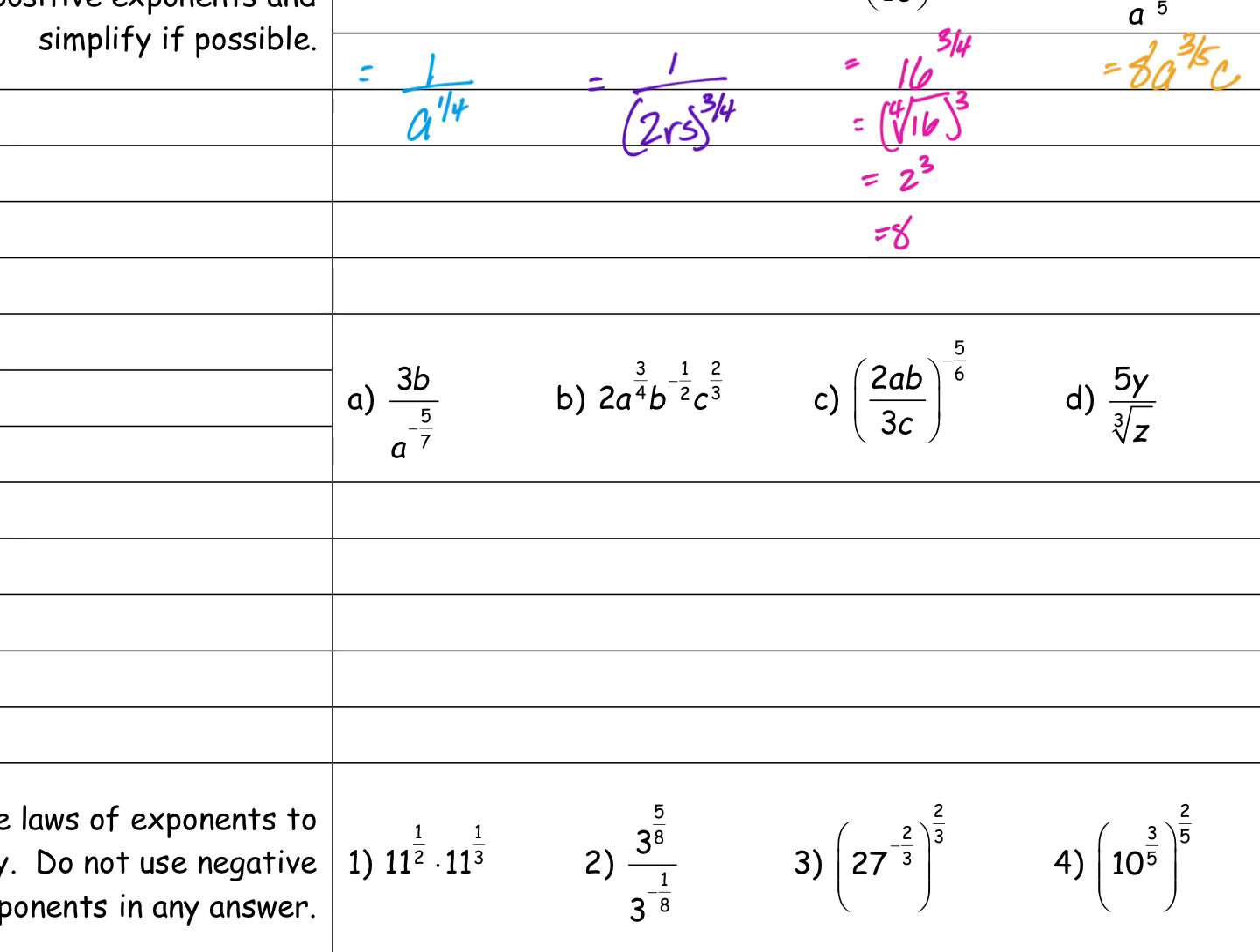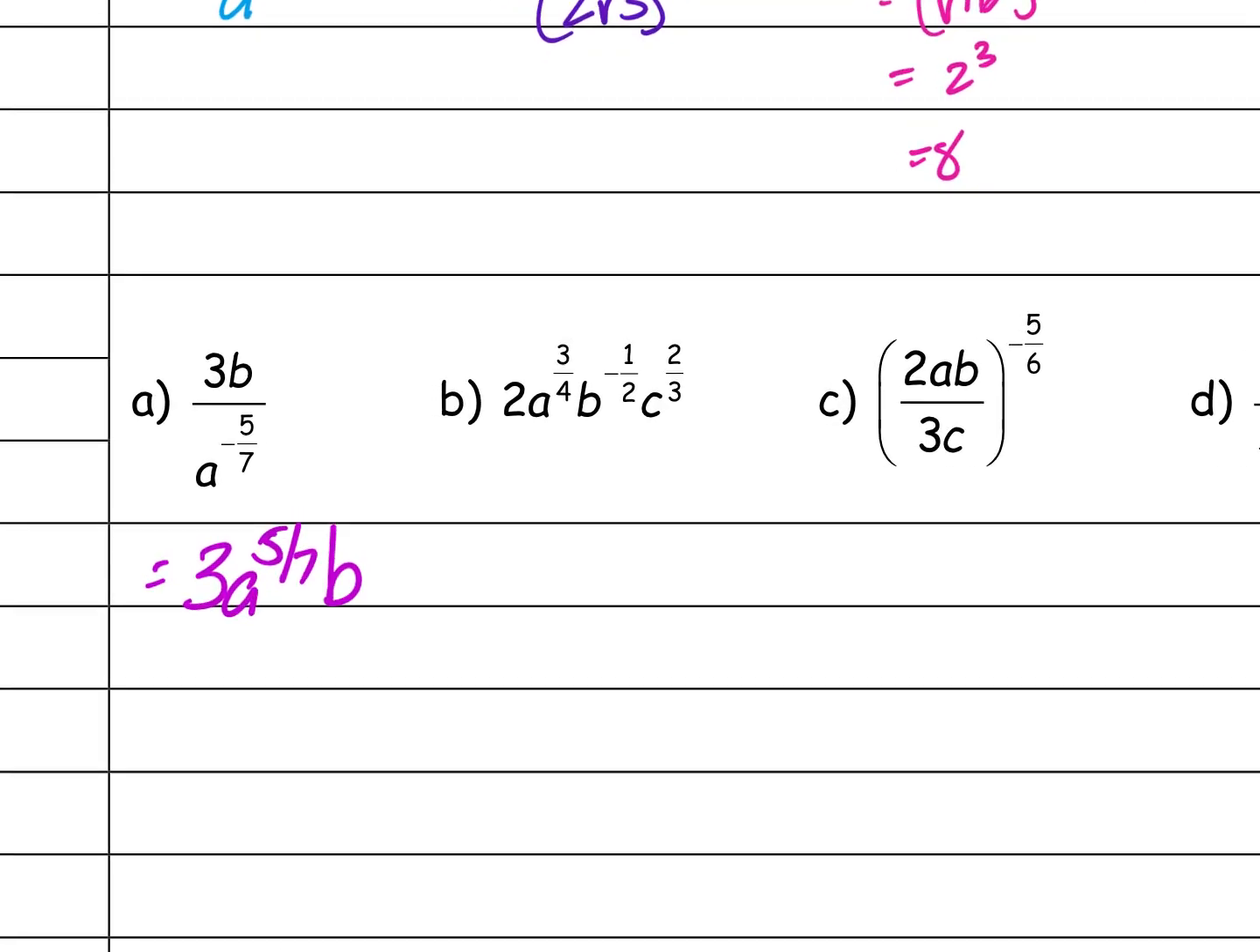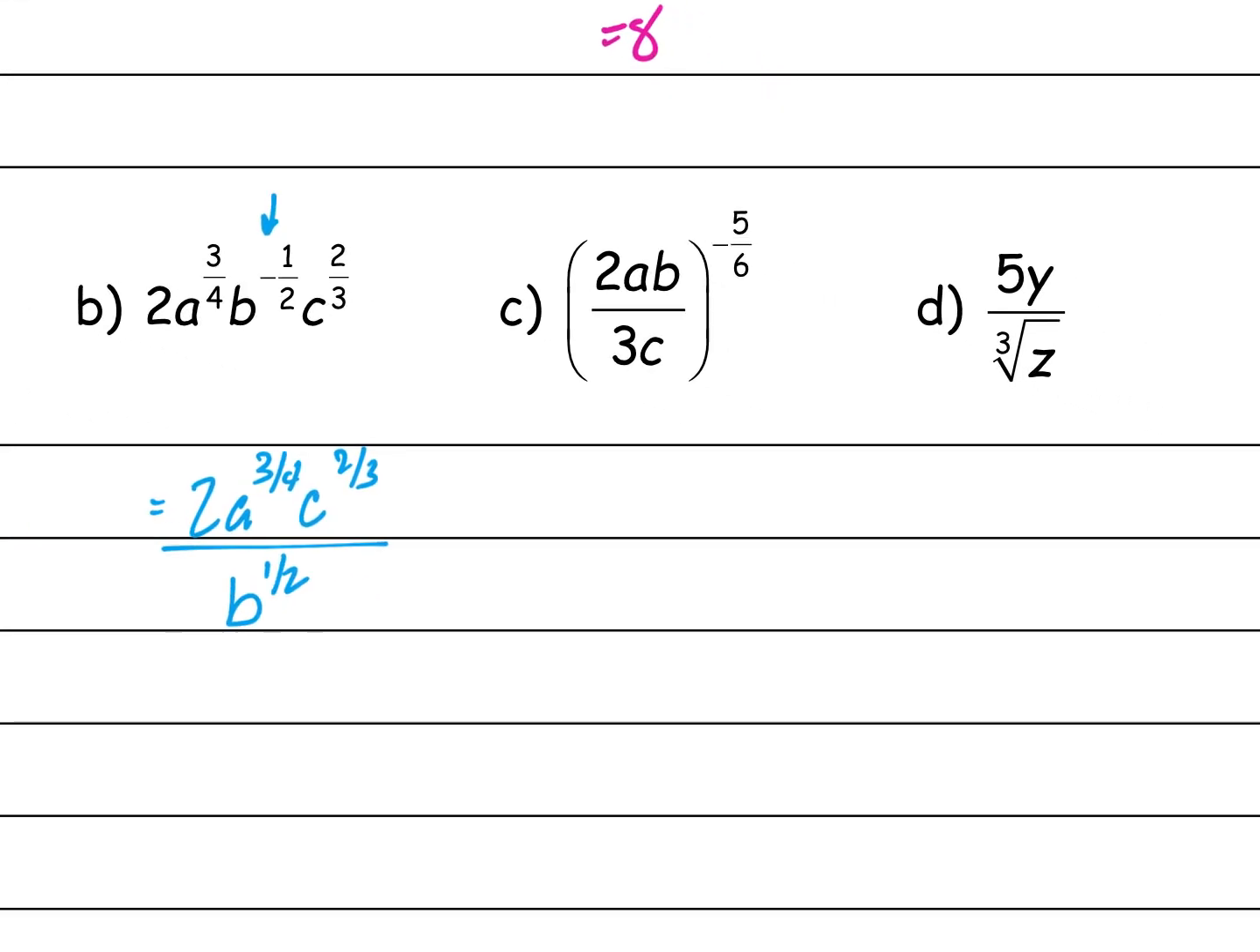So a is, what is a? 3a to the 5/7 b. And then which one's the negative x? Sorry. B is the negative exponent, it looks like. So this should be 2a to the 3/4, c to the 2/3, all over b to the 1/2. And c should be 3c over 2ab to the 5/6.